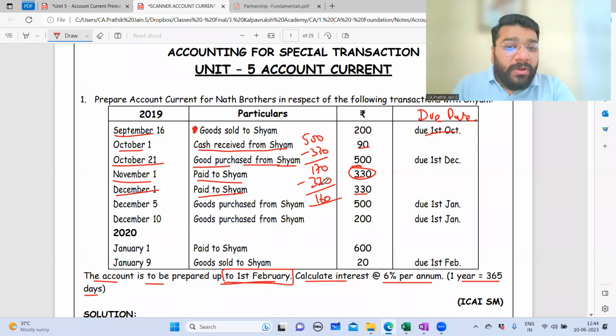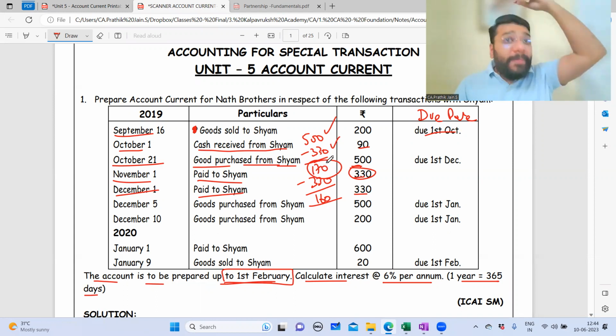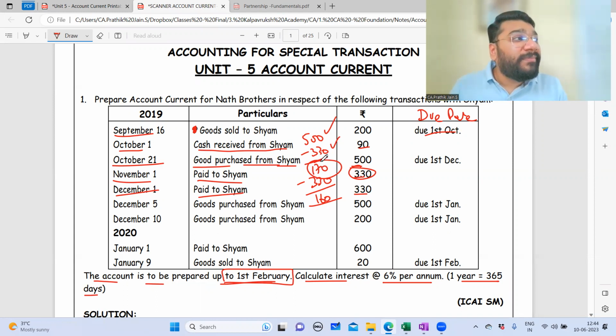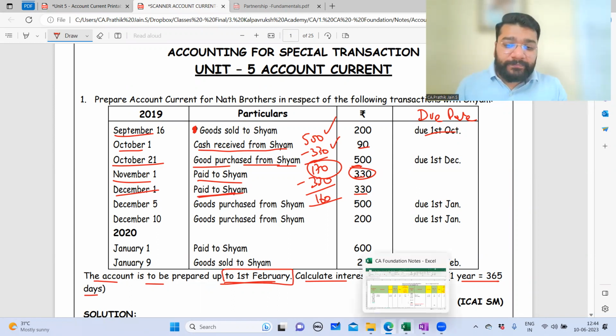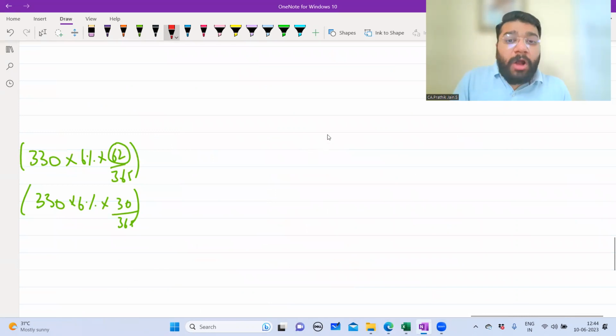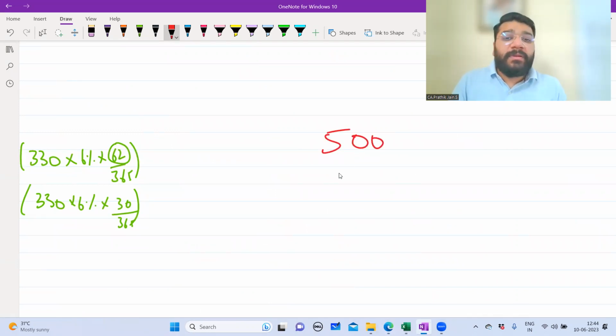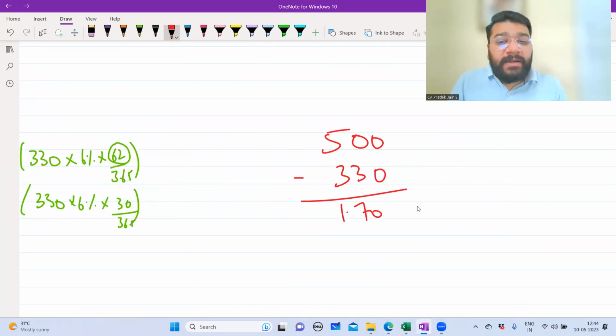160 rupees. Which means, on this 170 rupees, 500 we are supposed to pay him. We paid 330 first. So balance we are supposed to pay him how much? 170. Then further we paid 330. So how much extra money we paid him? 160. Coming here, how much are we originally supposed to pay him? 500. In that, how much is paid? 330. So how much is the balance payable? 170.